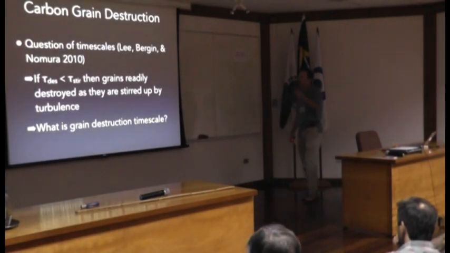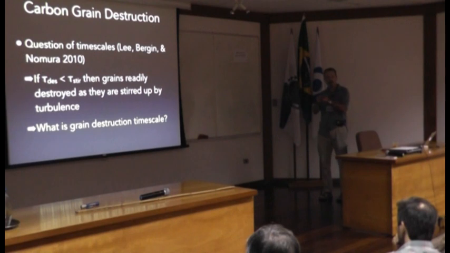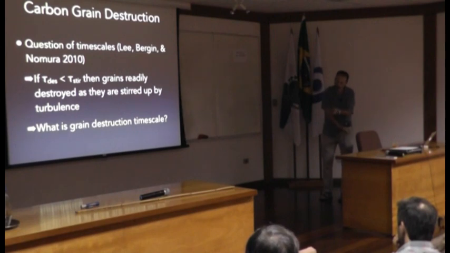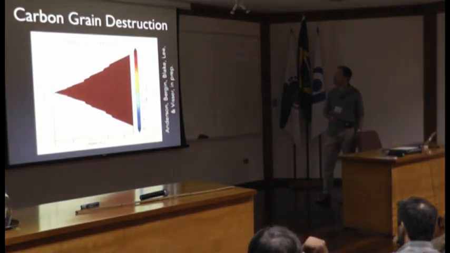Okay, so it's a question actually of time scales. Can I destroy these carbon grains if I take the small ones and stir them up there? And how long do they stay up there at heights where they can be exposed to oxygen atoms before they go back down and are destroyed? So we want to know something about the grain destruction time scale.